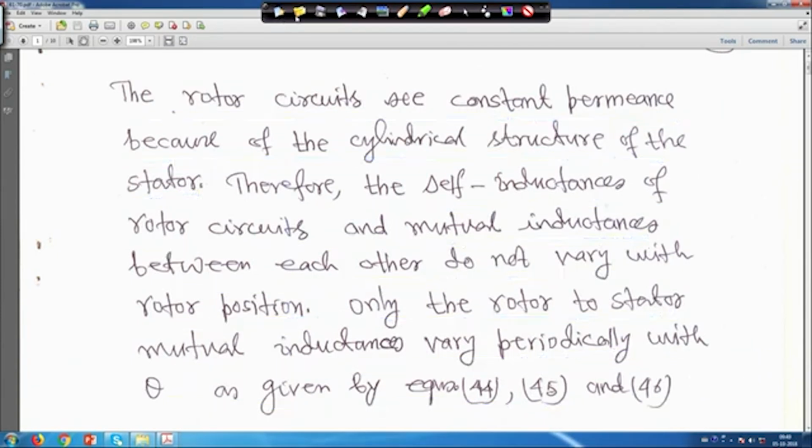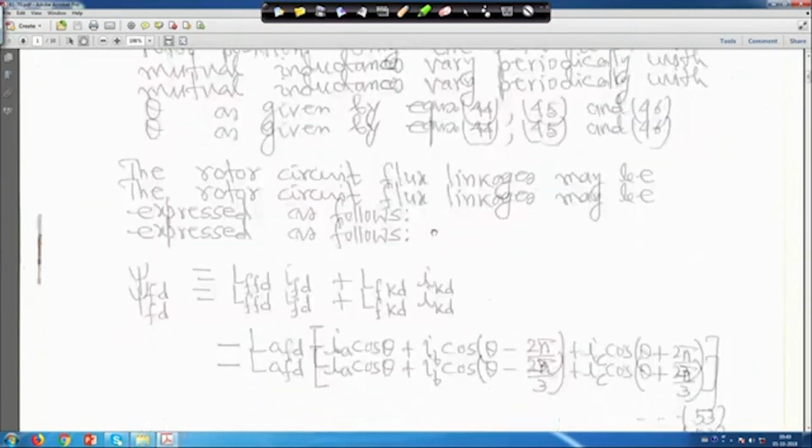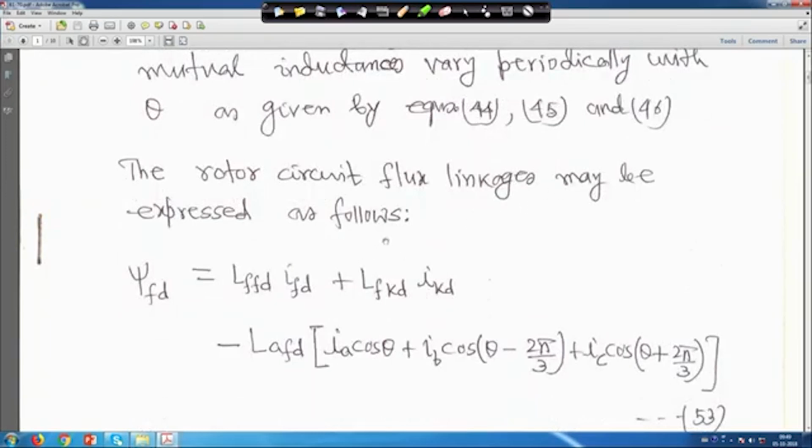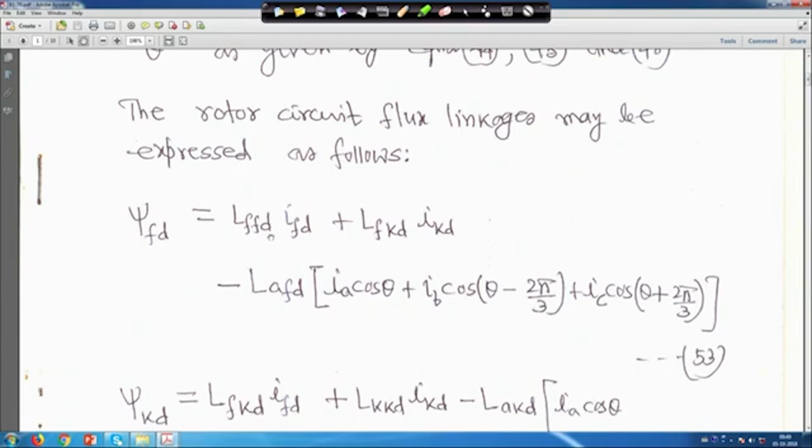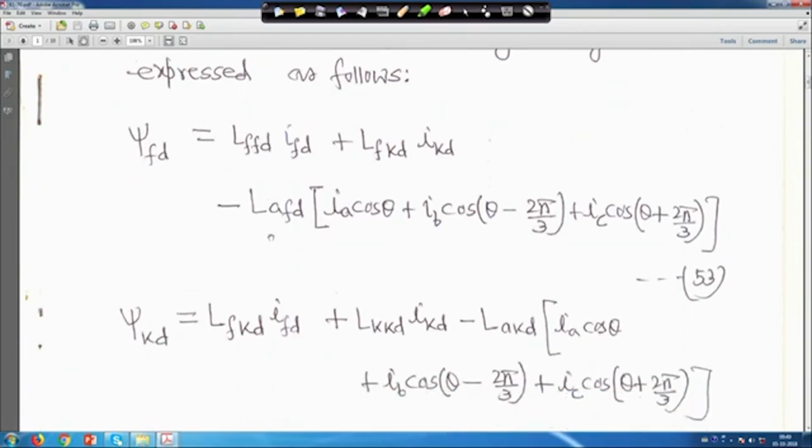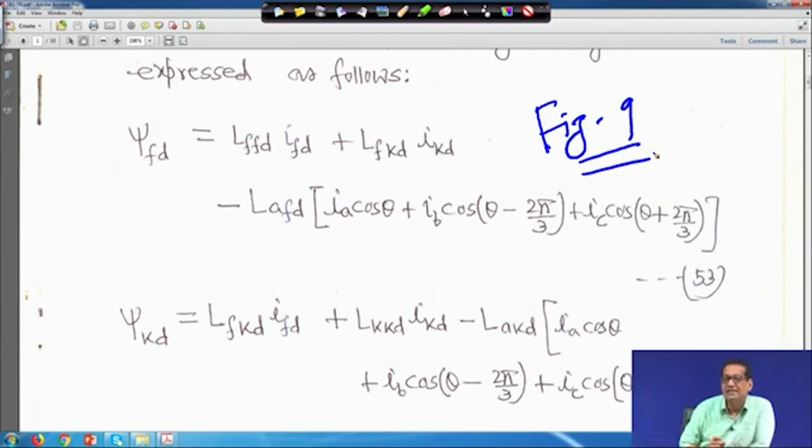That means the rotor circuit flux linkages may be expressed as follows. So, psi FD, and whenever I am writing this equation, all the time please see figure 9, right. According to the direction of the current, how the flux linkages work has been told in the beginning, right. So, LFFD IFD plus LFKD IKD, minus LAFD into, take the projection of all the stator currents in phases A, B and C.